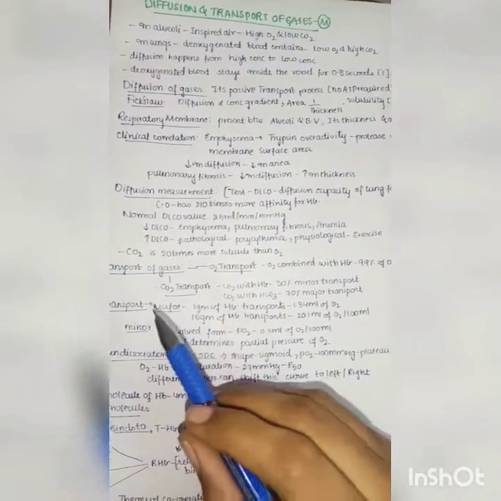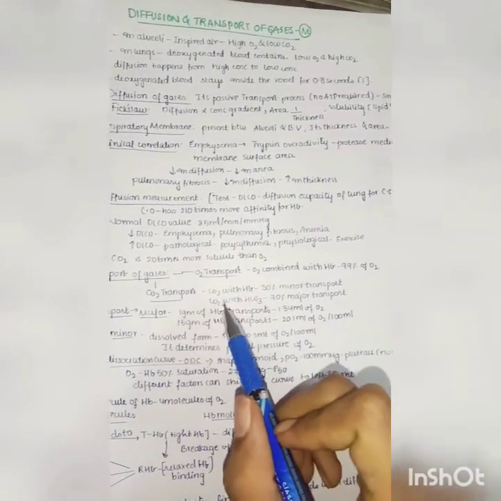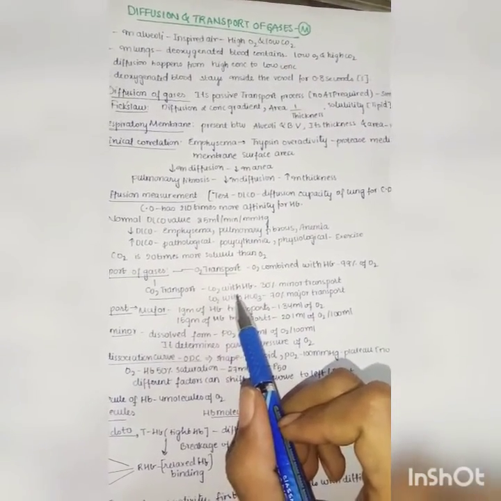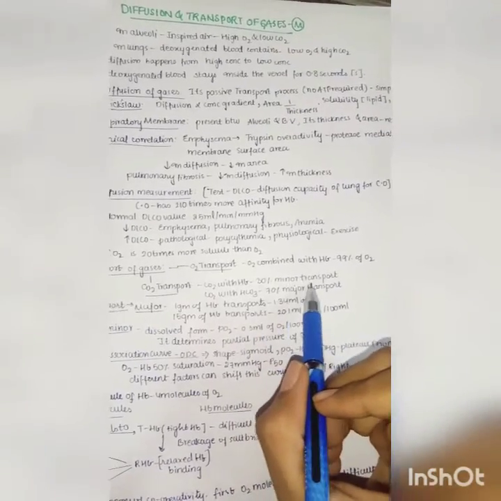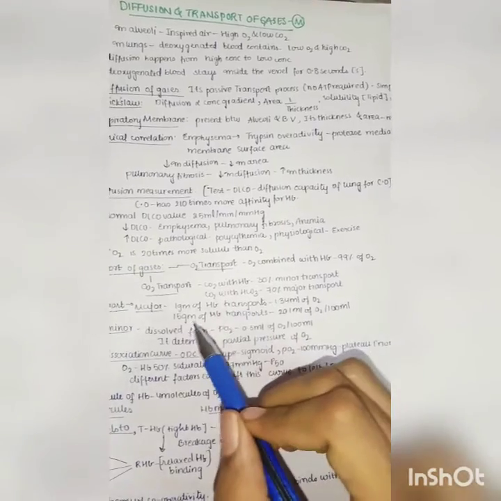Whereas for carbon dioxide transport, everyone thinks only oxygen will bind with hemoglobin. Even carbon dioxide can bind with hemoglobin and be transported, but only 30%. So it is a minor transport. So for hemoglobin, the major transport is oxygen and the minor transport is carbon dioxide.